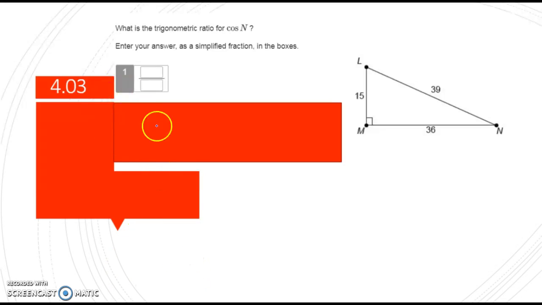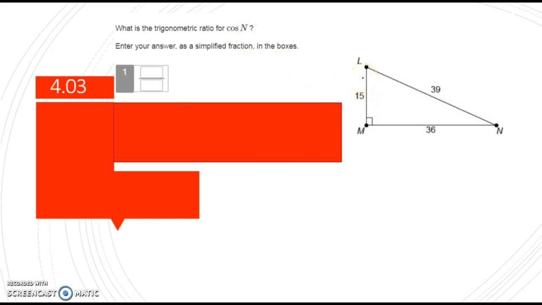So for your 4.03 quiz, we started talking about trig ratios and writing those in relation to whatever angle you're talking about. It's really important when you're looking at these right triangles to pay attention to which angle you are talking about. So it says, what is the trig ratio for cosine of n?